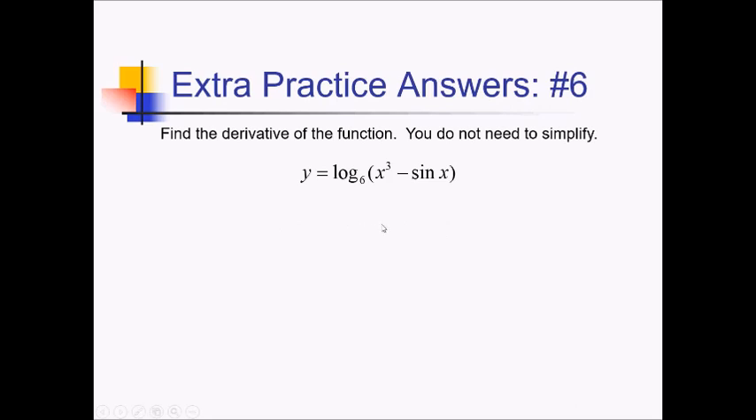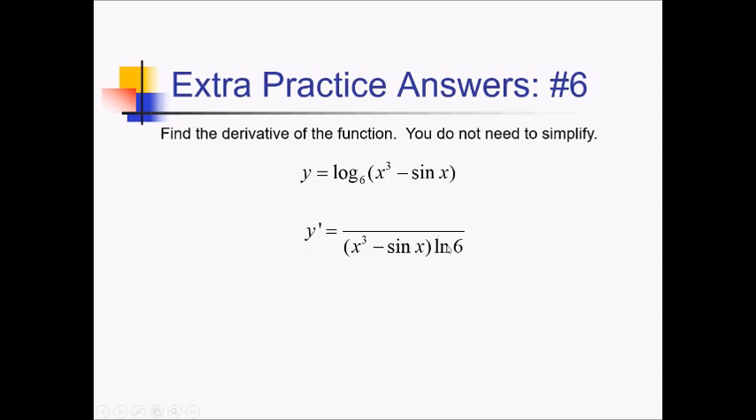For this derivative, we're going to have to use the chain rule. Our outermost function, we have log base 6 of something. Derivative of that is going to be 1 over the something, the x cubed minus sine of x, times the ln of the base, times the ln of 6.